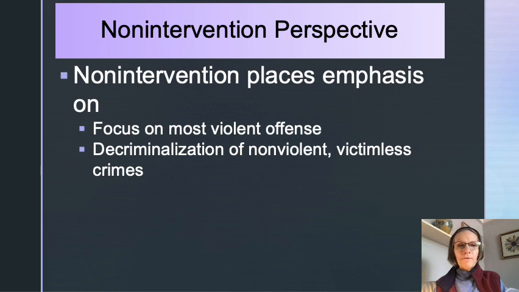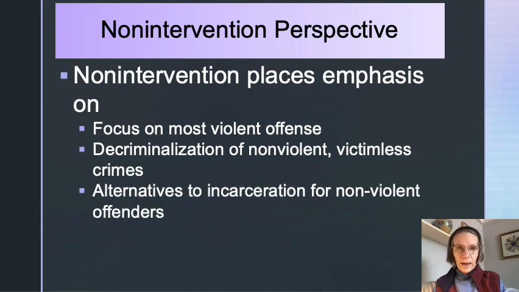So the non-interventionist perspective says that nonviolent victimless crimes such as drug possession, drug distribution, prostitution, gambling, pornography, that they don't see that there is harm that comes from that, or at least not a lot of harm. They don't see that there are clear victims of that, although, clearly, I think that one could argue about this perspective. But they really think that those kinds of offenses should be decriminalized.